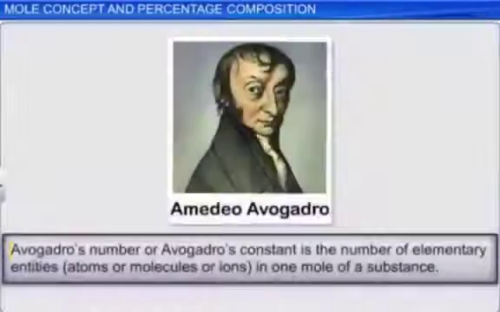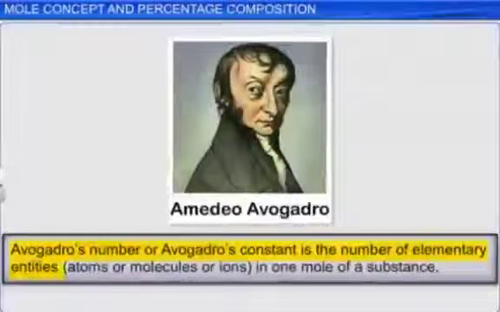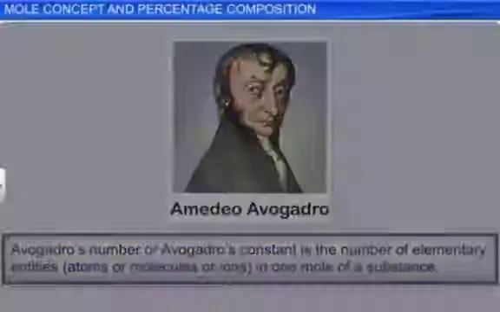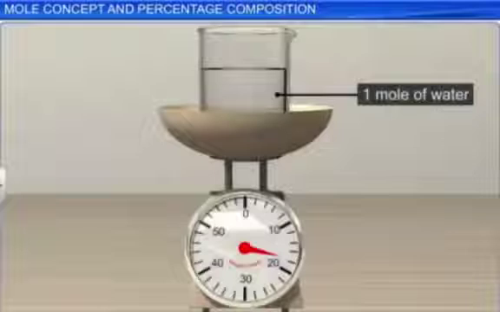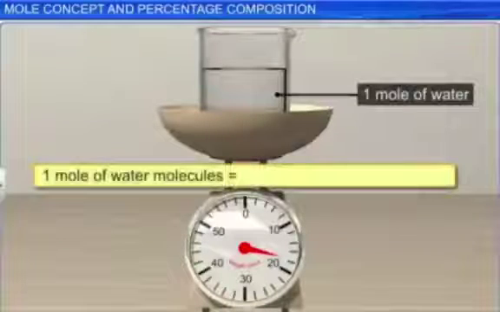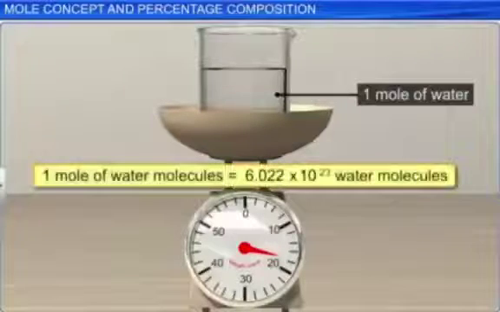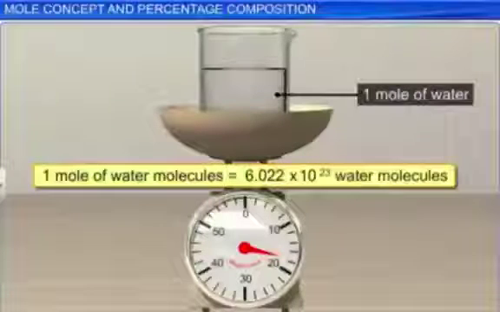Avogadro's number or Avogadro's constant is defined as the number of elementary entities, atoms or molecules or ions in 1 mole of a substance. Thus, we can say that 1 mole of water molecules contains 6.022 × 10^23 water molecules. Having found the number of moles in a substance, we can determine the mass of a mole, also known as molar mass.